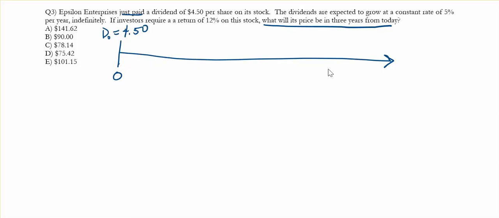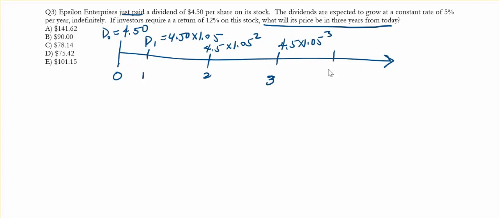And the dividends are expected to grow at a constant rate of 5% per year. So that means the dividend in year 1 will be 4.5 times 1.05. 4.5 times 1.05 squared in year 2. Year 3 will be 4.5 times 1.05 cubed. Year 4 will be 4.5 times 1.05 to the 4, and so on, every year, forever.